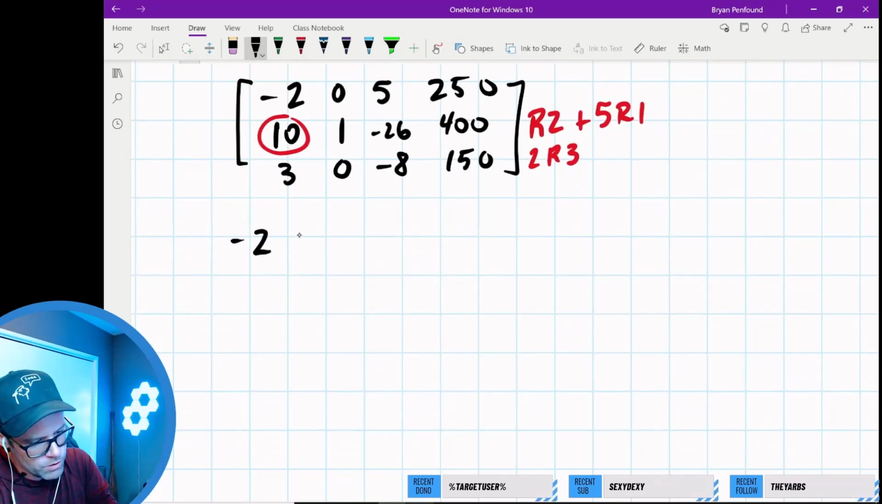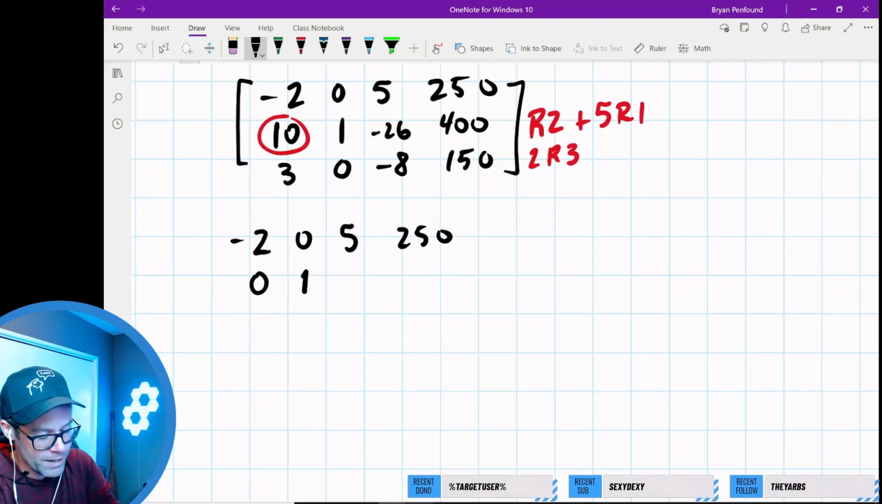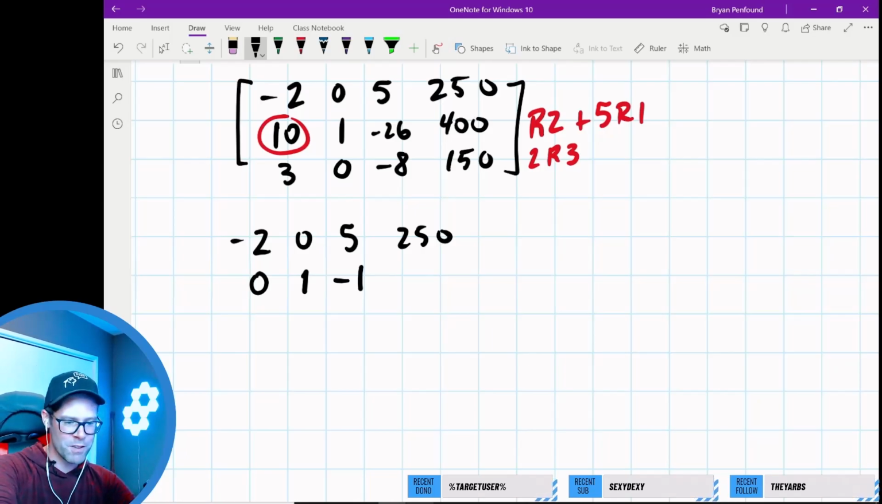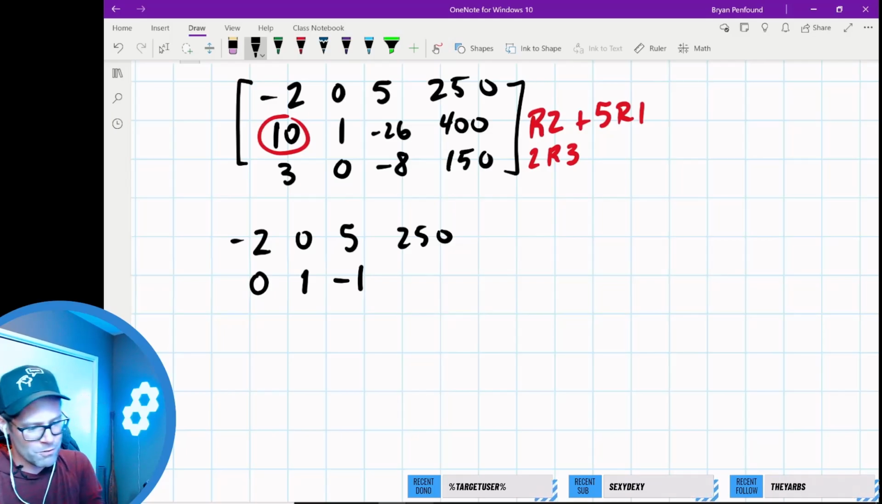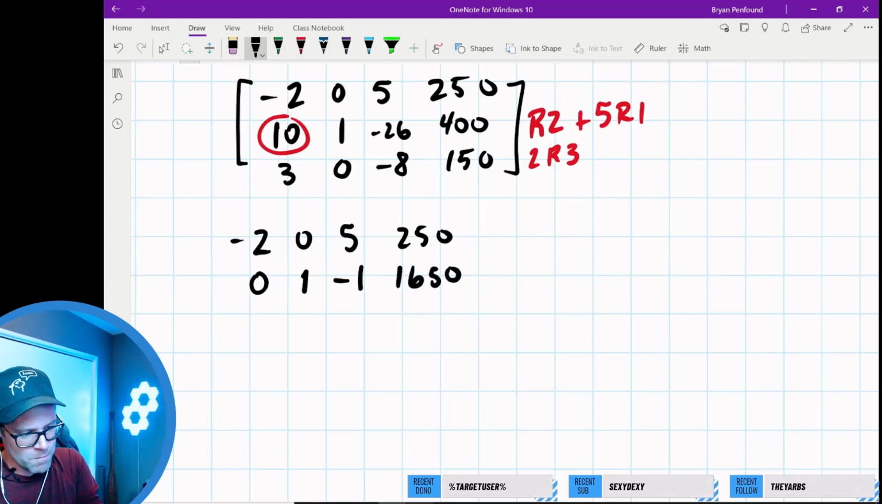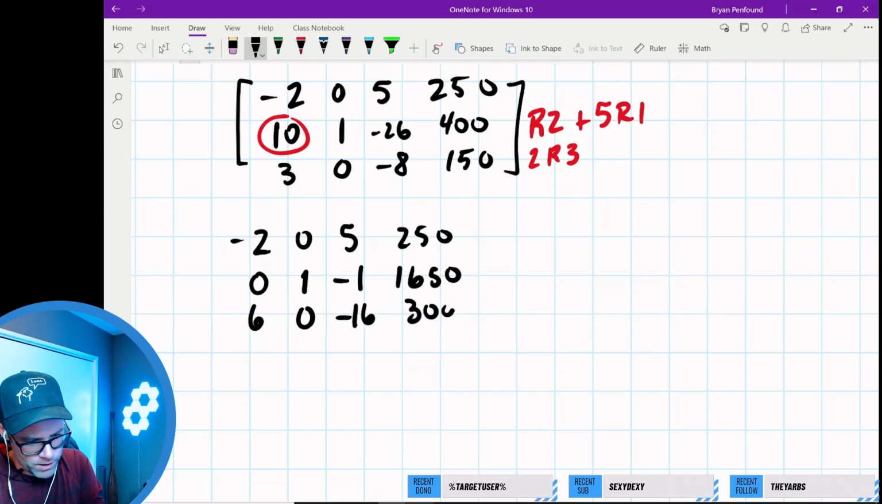So we have negative 2, 0, 5, 250. This should be 10 plus 10 for 0, 1 plus 0, negative 26 plus 25, so negative 1, and then 400 plus 5 times 250, so 1,650. And then we get 6, 0, times 2, so negative 16, and then 300.